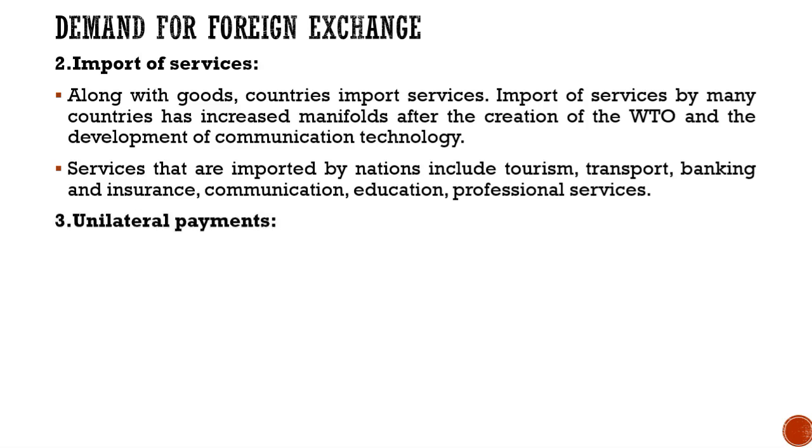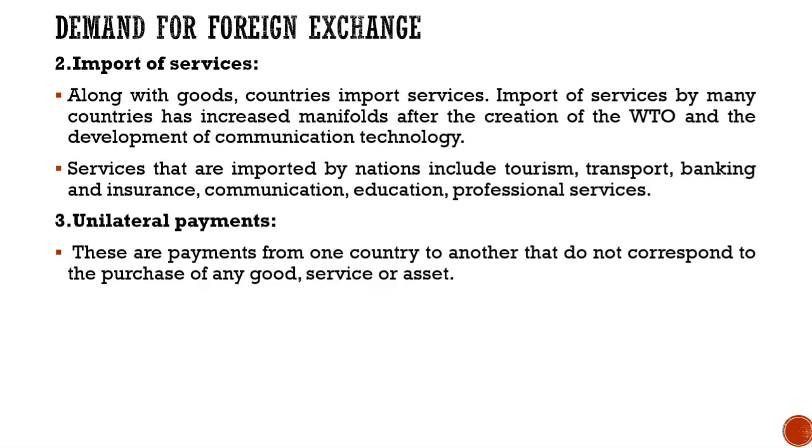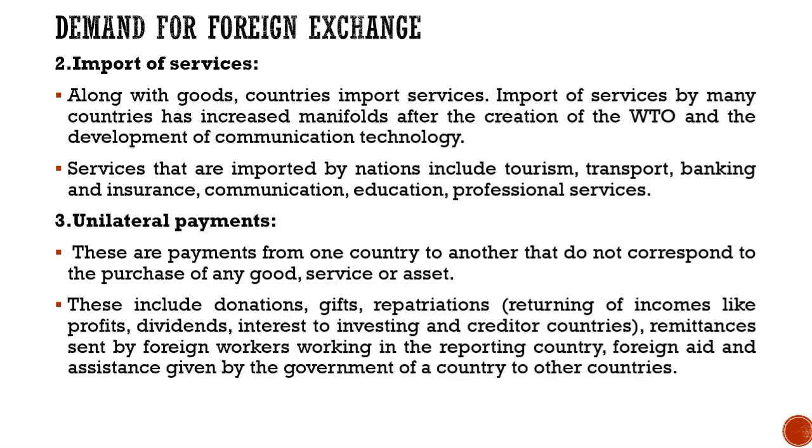Third is unilateral payments. These are payments from one country to another that do not correspond to the purchase of any goods, services, or assets. These include donations, gifts, repatriations, that is nothing but the return of incomes like profit, dividend, interest, remittances sent by foreign workers working in the reporting country, foreign aid, and assistance given by the government of a country to another country. So this also creates a demand for foreign exchange.